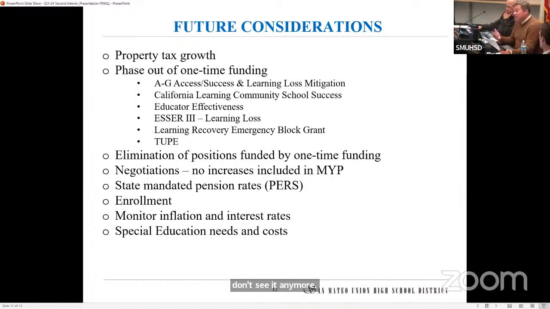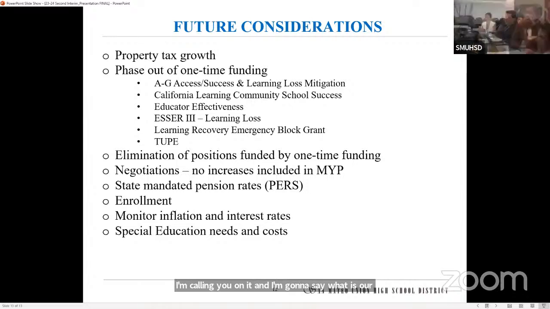Trustee, I'm calling you on it, and I'm going to say, what is going to be our reserves for the second interim? So at the second interim out year, you're a little under 16%. You're probably high 14, low 15% overall reserve level. Pretty healthy. It's about where I'd like to see it. Okay. I'm not going to disagree.